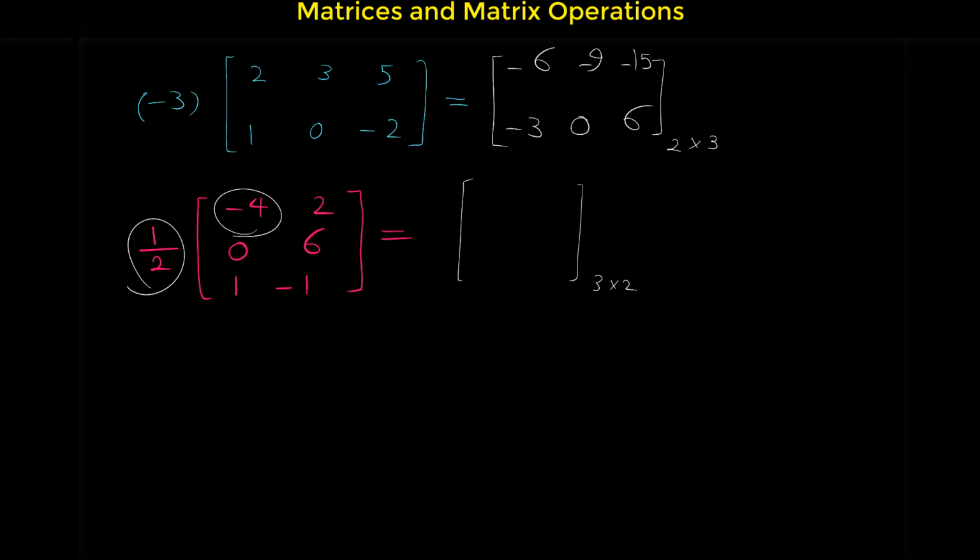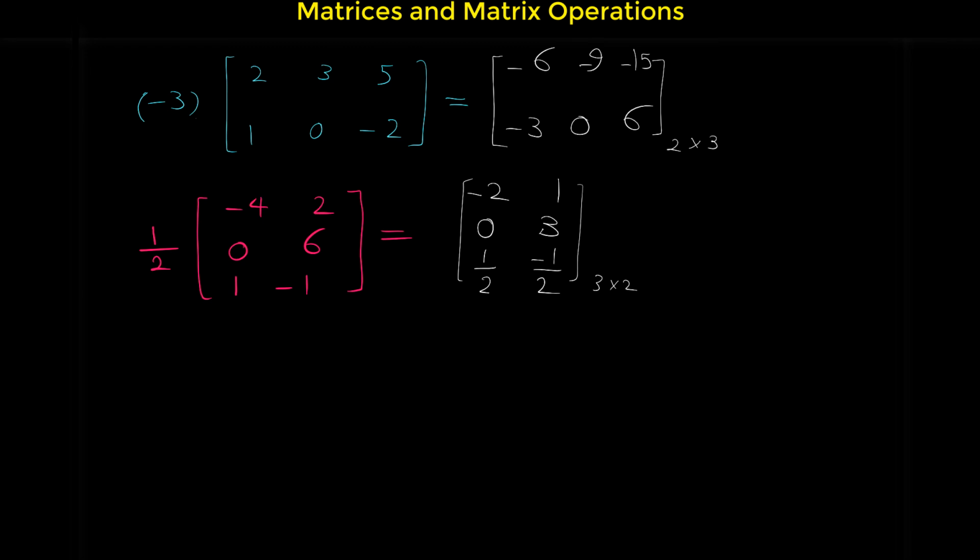1/2 times negative 4 is negative 4 over 2, which is negative 2. 1/2 times 2 is 1. 1/2 times 0 is 0. 1/2 times 6 is 3. 1/2 times 1 is 1/2, and 1/2 times negative 1 is negative 1/2. This is how we can multiply a scalar, or a number, in a matrix. So far we know how to add, subtract, and multiply a scalar in a matrix.